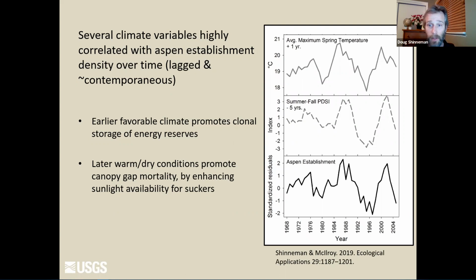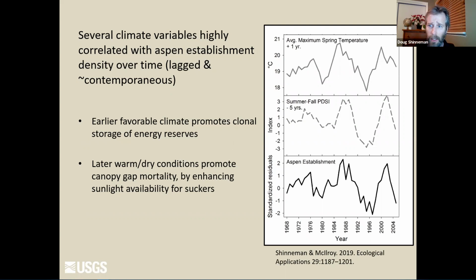So for instance, the figures at right illustrate how variability in the Palmer Drought Severity Index, which is an index of relative moisture availability and dryness, and also maximum spring temperature, align with aspen establishment. The higher peaks in the Palmer are wetter periods, and the lower parts are where we have drier periods. And both of those variables pretty clearly align with the variability in aspen establishment density over time.